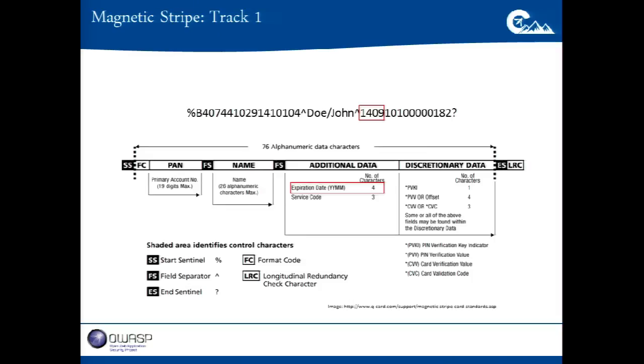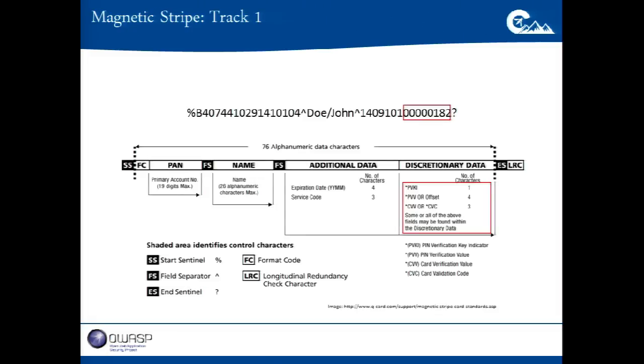Now, things get a little interesting here. The first four characters of additional data are your expiration date, and the next three are your service code. The service code can be a multitude of things. It basically tells if this is a credit card or a debit card, or in which situations it could be used, and it's pretty much bank specific. So that's the service code. And last is the most important part, your one-digit PVKI, or PIN verification key indicator, or your CVV, or card verification value.